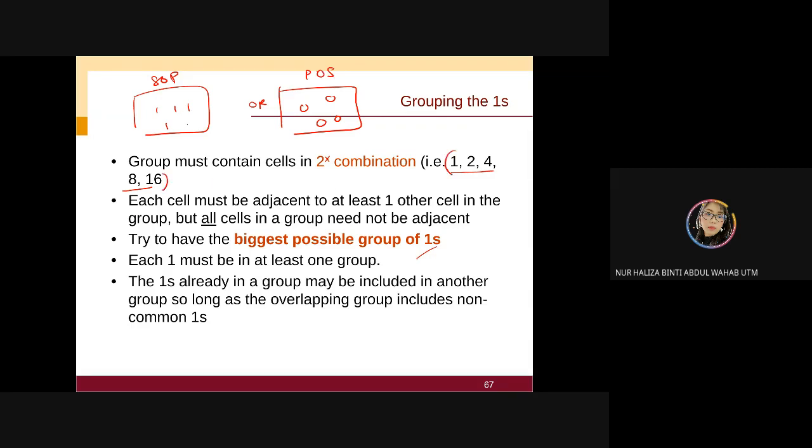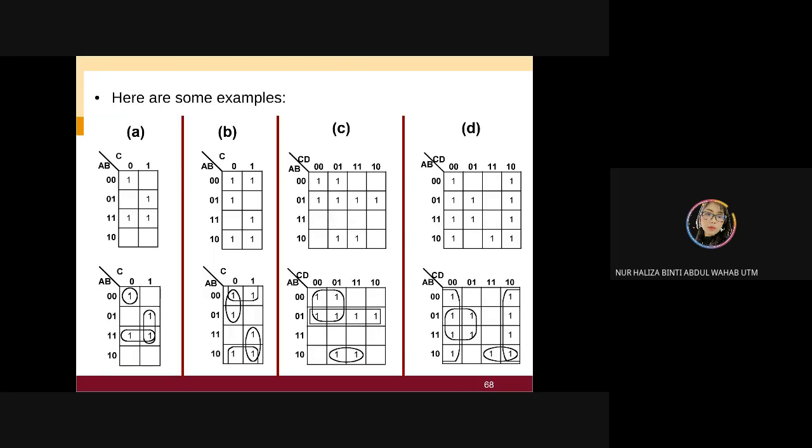You group digit 1 for the SOP output, and group digit 0 for the POS, but you need to follow whether it has 16, 8, 4, 2, or 1 inside the rectangle. You cannot have 3. I give you an example, let's say like this. You cannot group the grouping like this. Although it is adjacent to each other, this one has no adjacent. There is only one, so you cannot. You need to have at least 2 adjacent to each other.